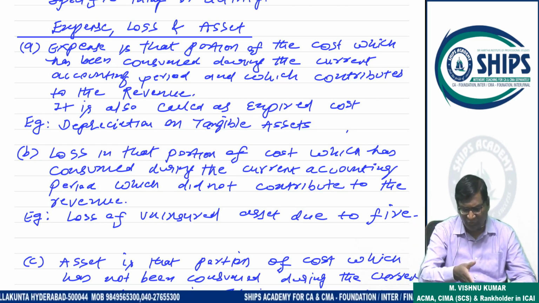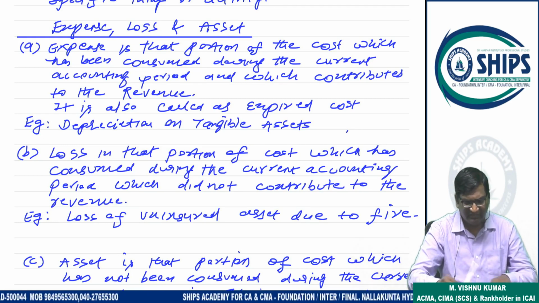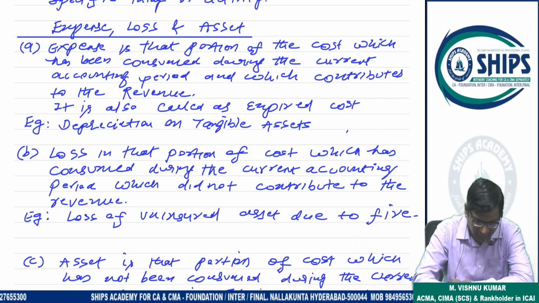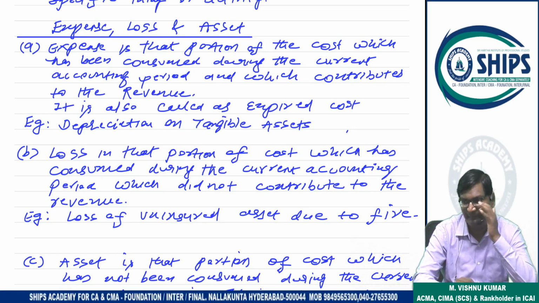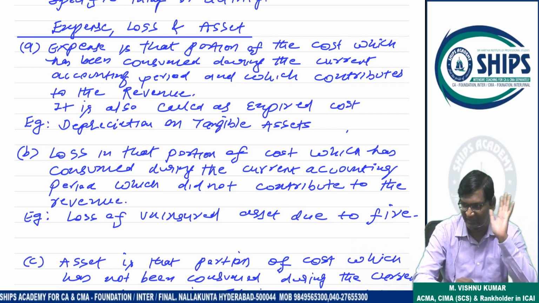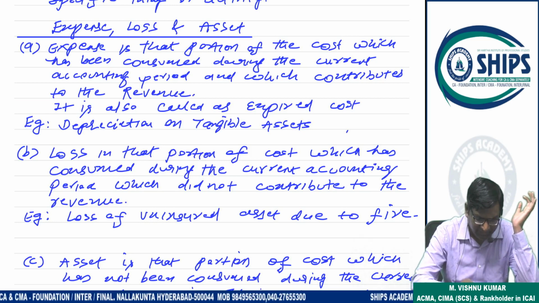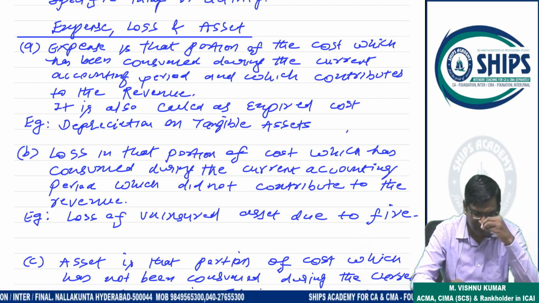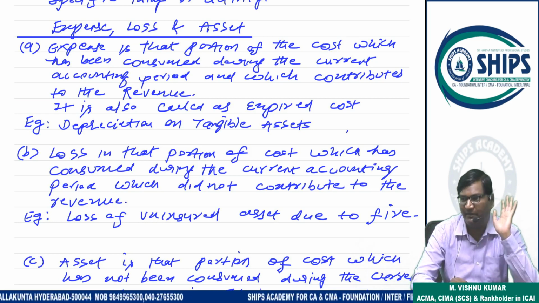So in cost accounting, first you should be familiar with this. Clear? So here the explanation is given. Expense is that portion of cost which has been consumed during the current accounting period and which contributes to revenue. Means you have received the benefit. I use the word benefit. So benefit means what? Revenue generated. It is also called expired cost, because whatever amount you paid for that service has been consumed. So again in future no service will come.